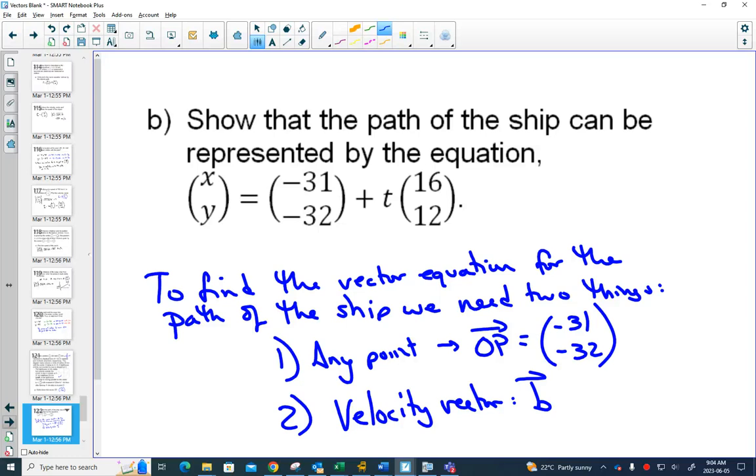If we can find our velocity vector, then we'll be able to plug it in. Again, they've told us the answer. We know that the answer to the velocity vector should be 16, 12, right? But we can't take 16, 12 and say 16, 12 is parallel to 3, 4 or 4, 3 and has a length of 20, so we're good. That's not allowed, okay?